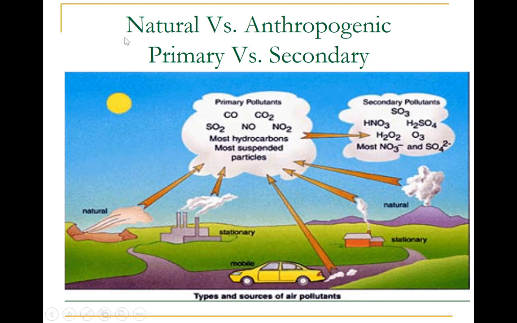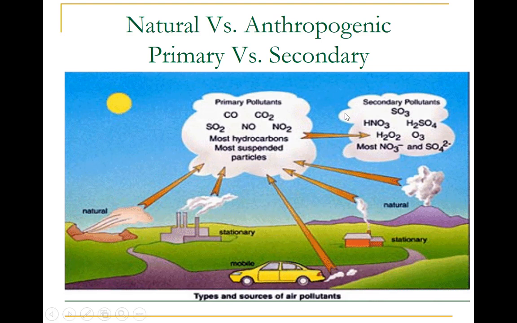Air pollution can be natural, anthropogenic, as well as primary and secondary in nature. Natural means air pollution that comes from nature, such as dust or volcanic eruptions. Anthropogenic would be all sources such as industrial emissions, mobile emissions, or emissions coming from a fireplace. These are all anthropogenic types of emissions.